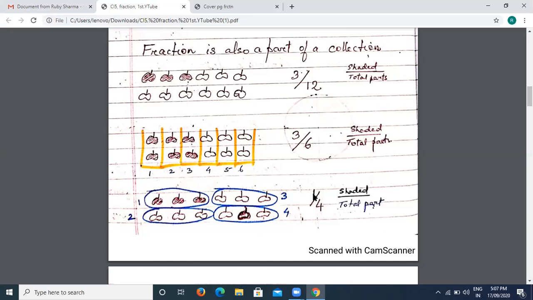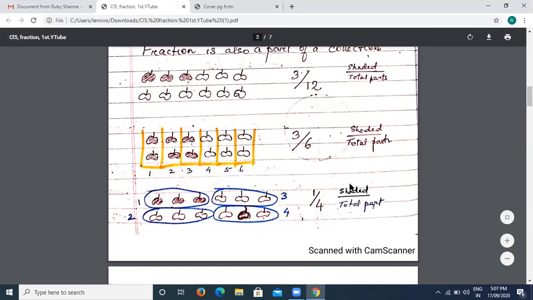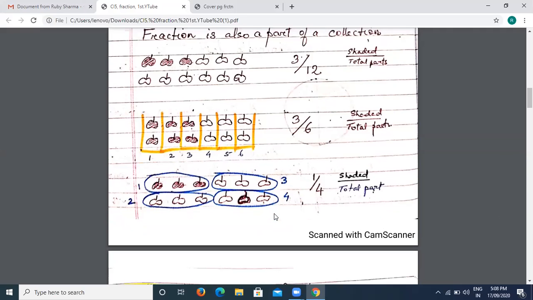So we write 1. That means 3 apples. And unshaded is 1, 2, 3. So 3 by 4 is unshaded. But that doesn't mean 3 apples. 3 by 4 here will mean 9 apples. So we have to understand that clearly.